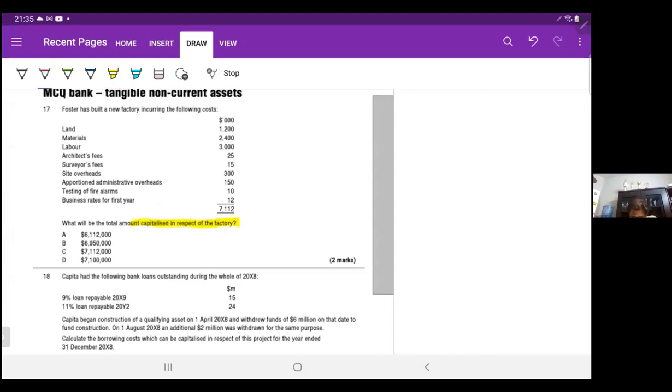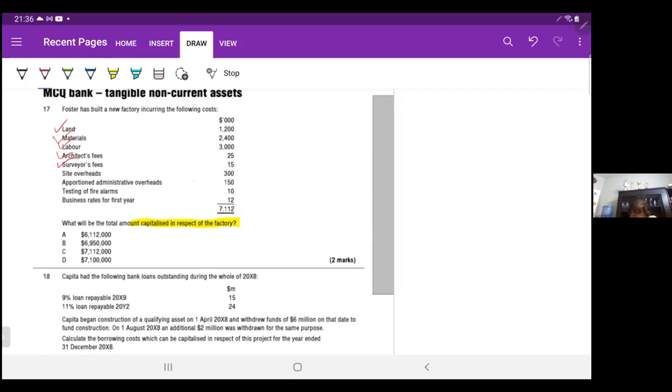Well, we'll capitalize the land, 1200, material, 2400, labor, 3000, architect fees 25,000, surveyor fees 15,000. Site overheads, no, we will not consider them because these are general costs. It will be incurred in either case. A portion of admin overheads, no.